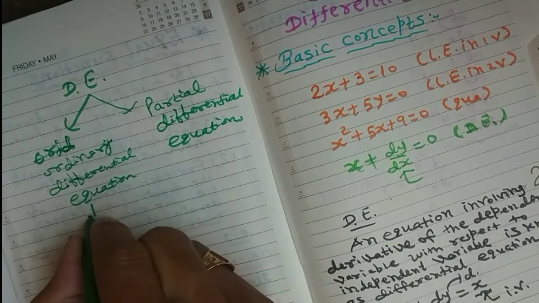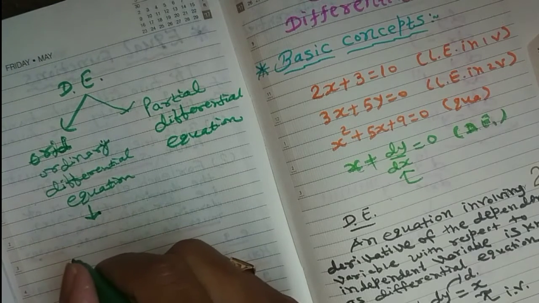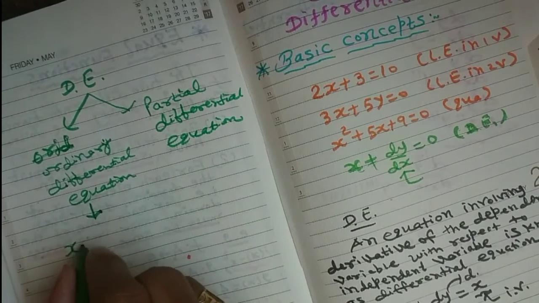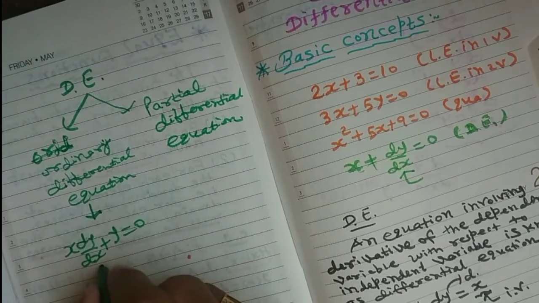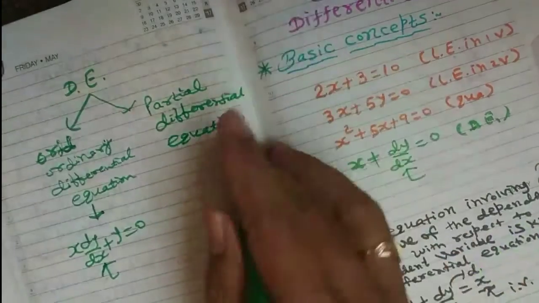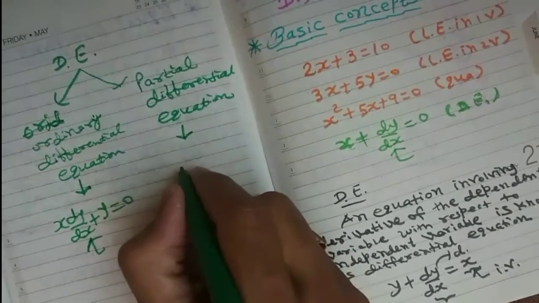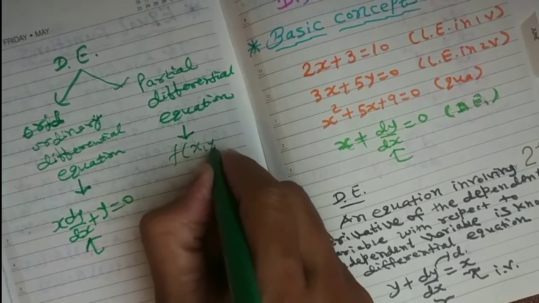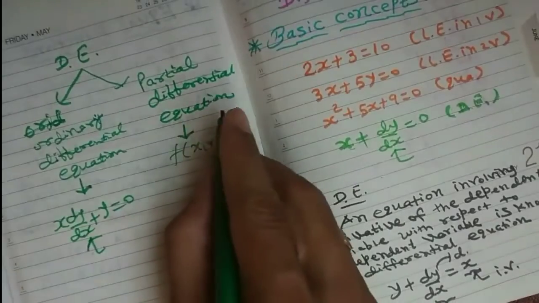a differential equation involving a single variable. Suppose here we write x dy by dx plus y equals 0. So here only a single variable is independent. But in a partial differential equation, more than one independent variable is involved, for example f of x, y, z. Here we have to use del, not dy by dx.